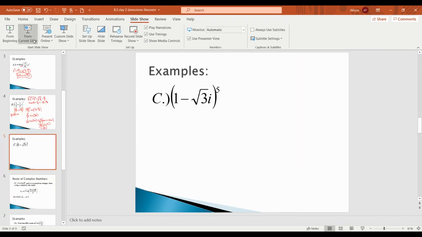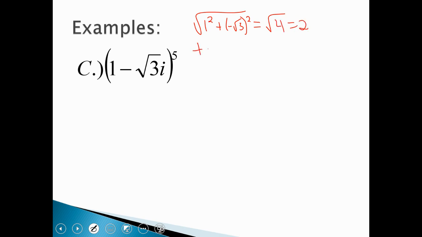Okay. Last example of this, same idea. This one starts in rectangular form, just because you have a little bit more work to do, but otherwise it's just those middle steps. So we need to do the square root of 1 squared plus negative square root of 3 squared, which I believe is square root of 4, which is 2. And then we need to do the tangent of theta equals negative square root 3 over 1.